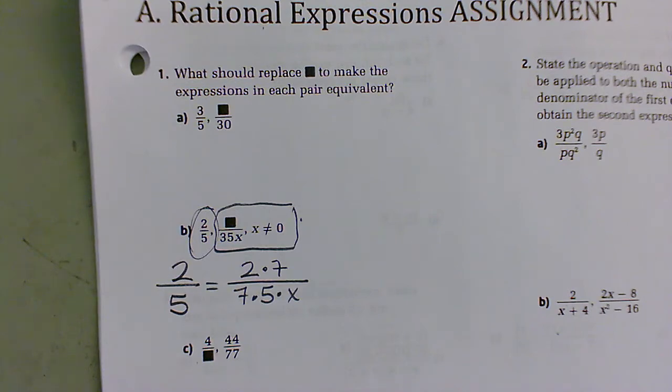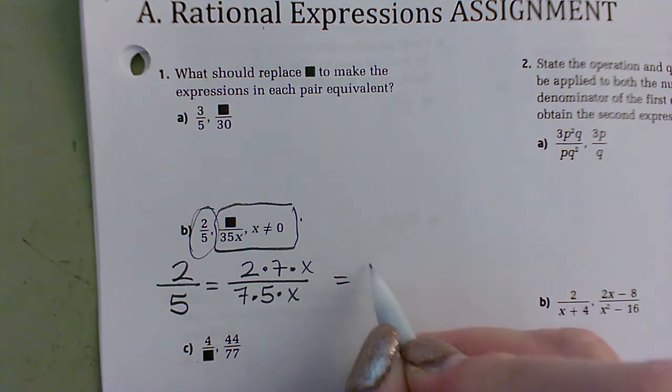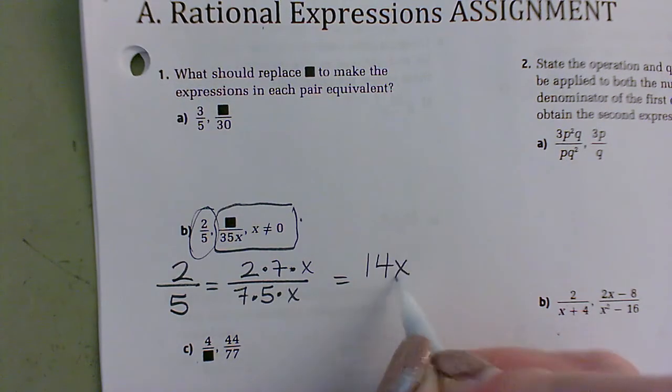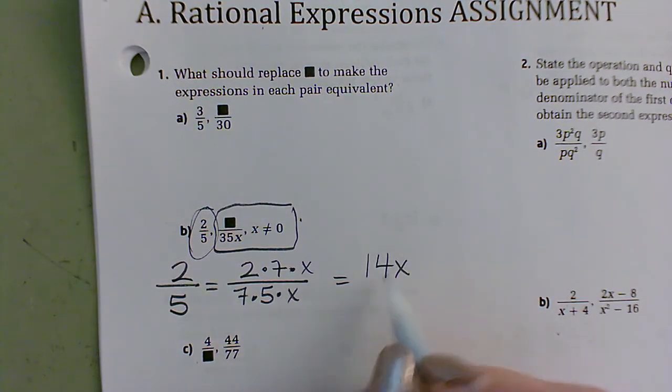Anything else that needs to cancel out? The x. Because these had to cancel out in order for me to get no x's. The 7s had to cancel out for me to get the 2. And therefore, the original question, that numerator, had to have been a 14x. That's what that numerator had to have been.